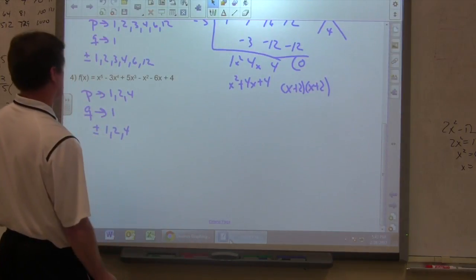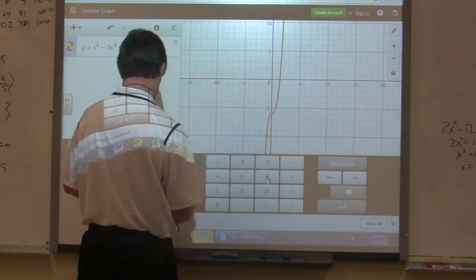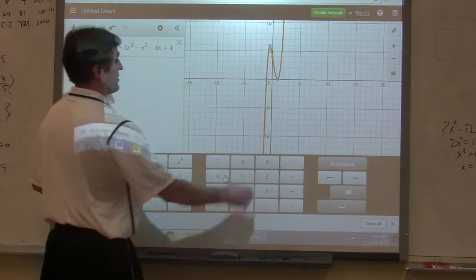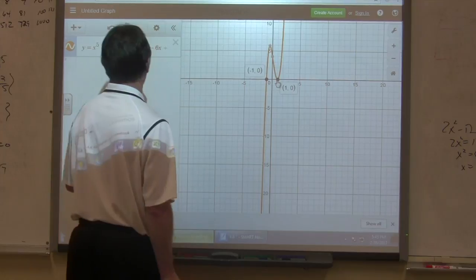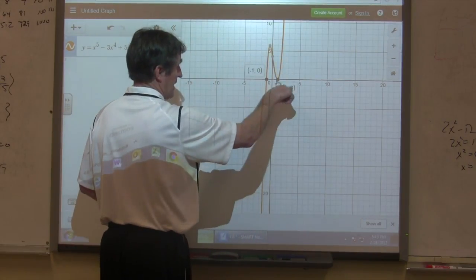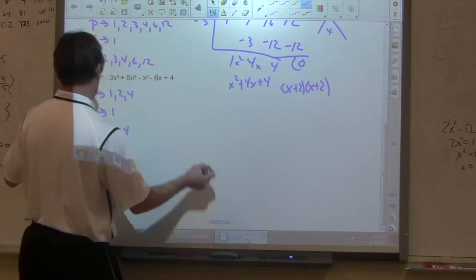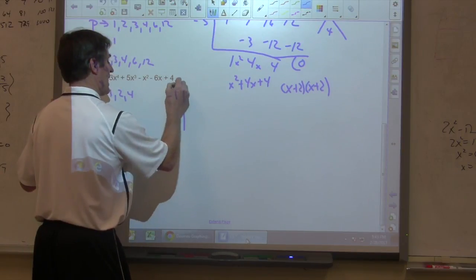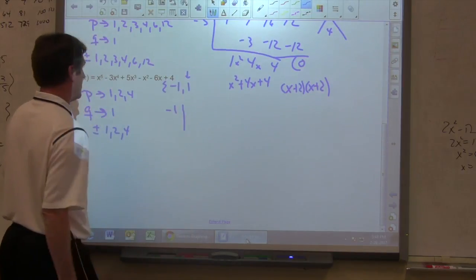Minus x squared minus 6x plus 4. And so we have negative 1 and 1. Now you can see where this turns on that, so my guess is we have two 1s, but let's check it out. So I'm going to do negative 1 first. So we had negative 1 and 1, and we're thinking we might have two of these.